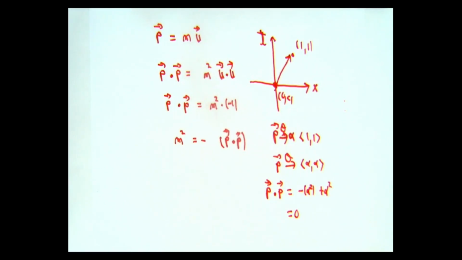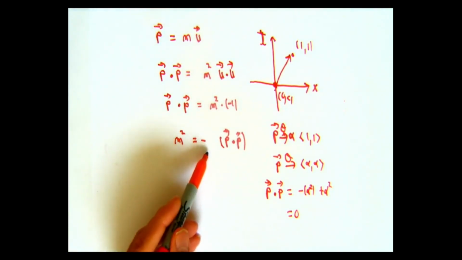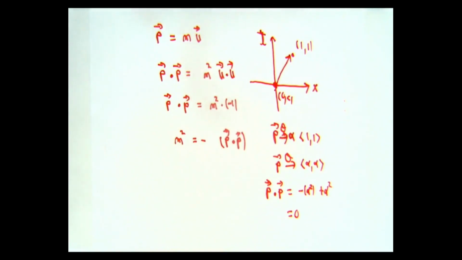P dot P, though, works out to be 0. The direction of a light ray is always represented by a null vector that says m squared is the negative of 0. The rest mass of the photon is 0.